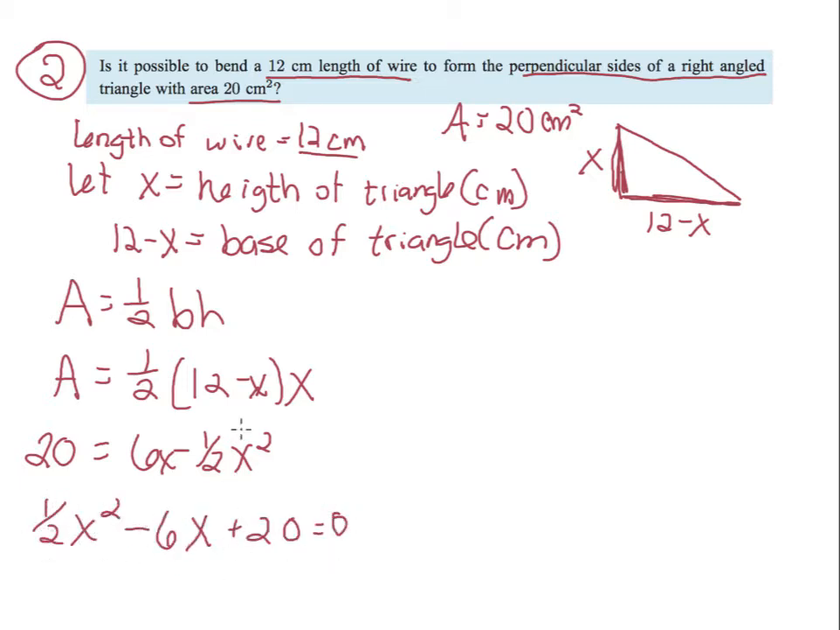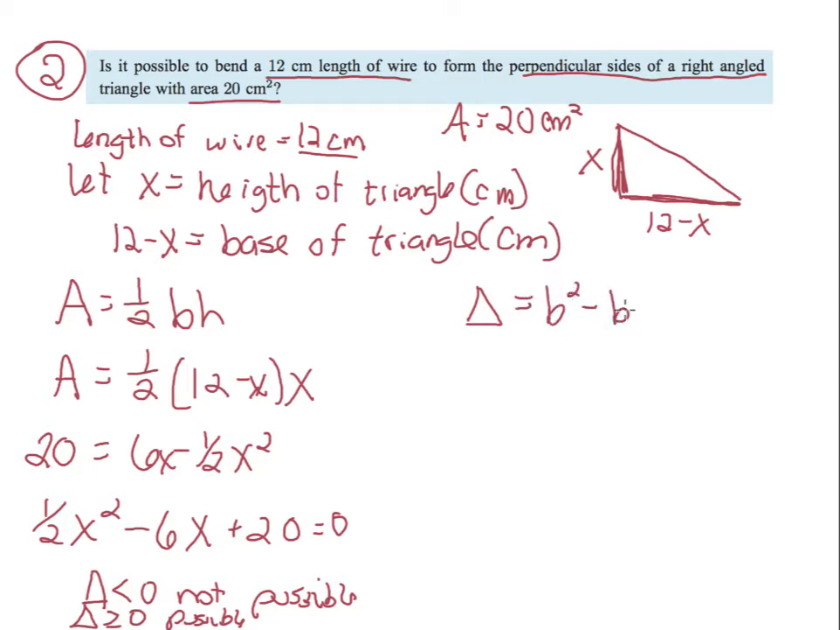I want to know, is it possible? To know if it's possible, I need to know, does it have any x-intercepts? I know if my discriminant is less than 0, we do not have any x-intercepts, so it will not be possible. If the discriminant is greater than or equal to 0, it is possible. So all I have to do is find the discriminant. I don't actually have to solve this quadratic.